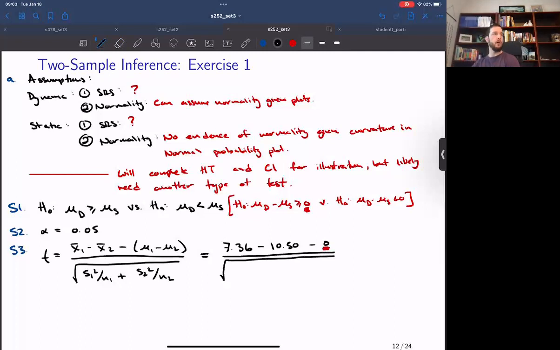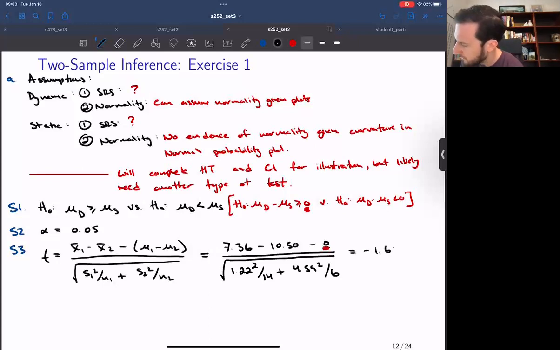Okay, now we're going to sub in. So we're going to have 1.22 squared divided by 14 plus 4.59 squared divided by 6. Okay, and this is going to give us negative 1.651.